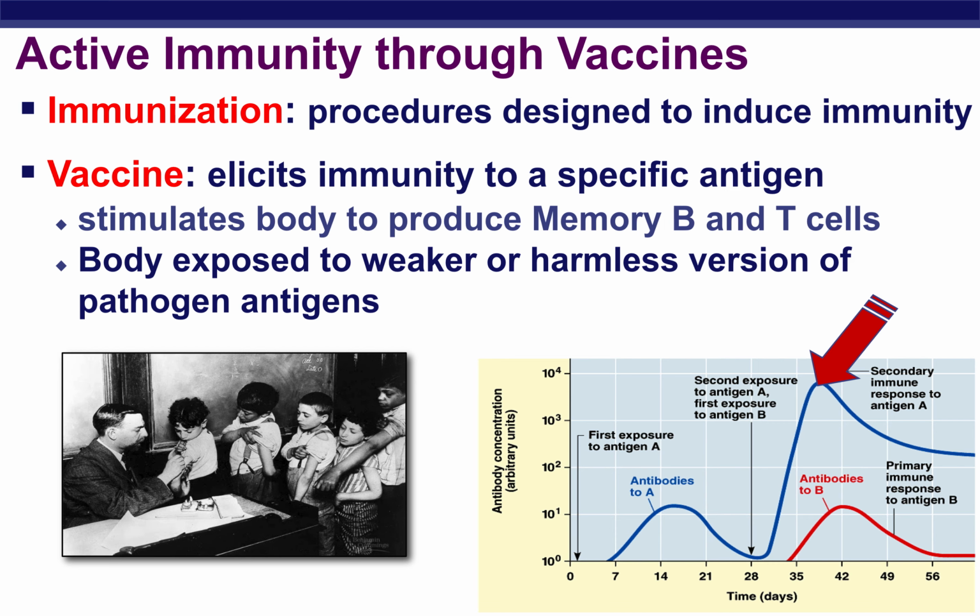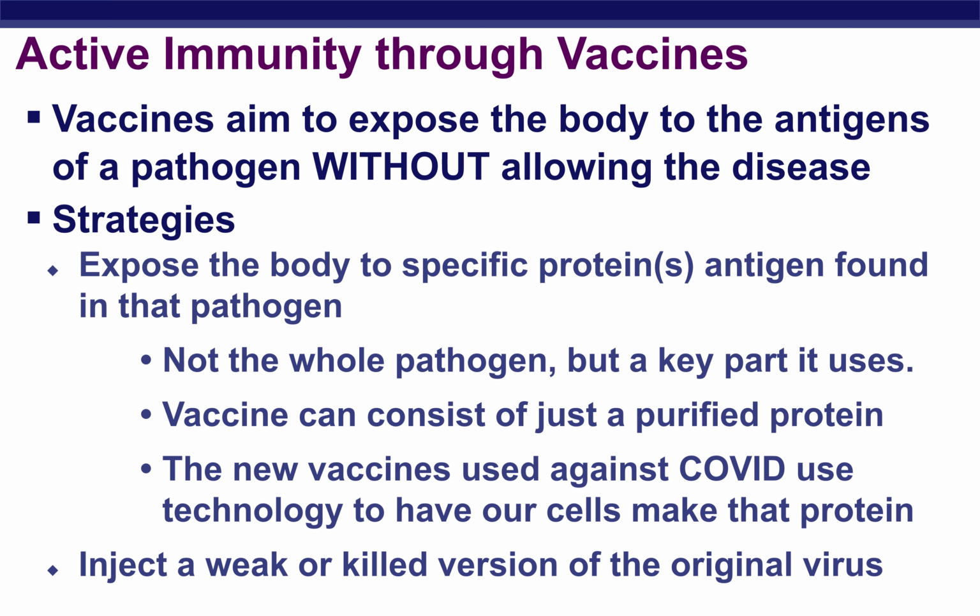So in this case, we're going to elicit immunity to a specific antigen or a specific pathogen by stimulating the body to produce B cells and T cells against it, by exposing the body to some kind of antigen that's normally found on that pathogen. You might expose them to a weak or harmless version of the antigen from that given virus or bacteria. Vaccines aim to expose the body to antigens of a pathogen without allowing the disease.